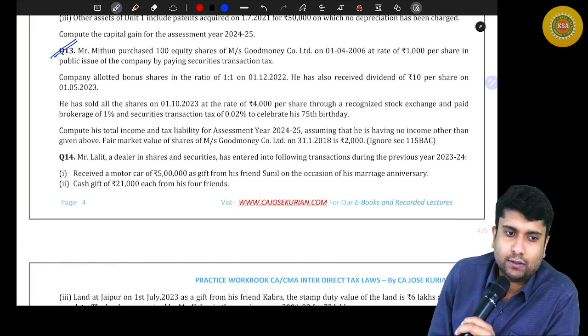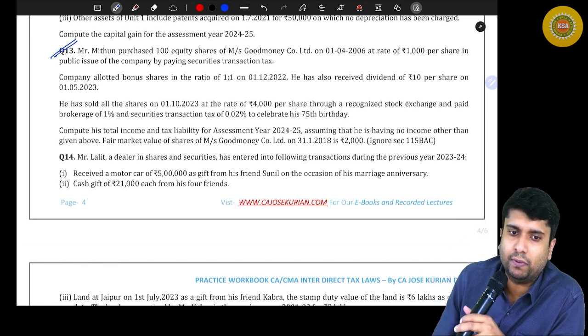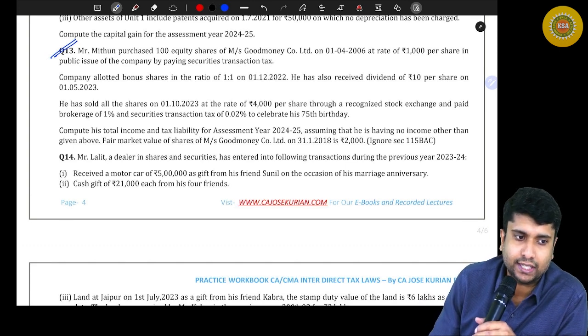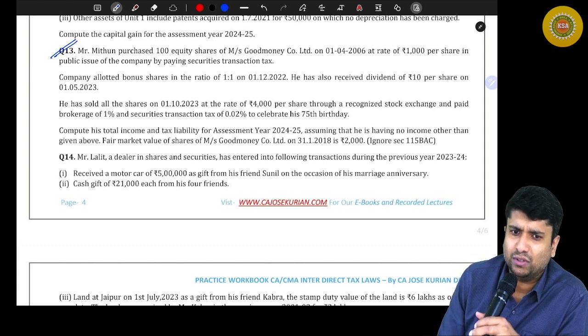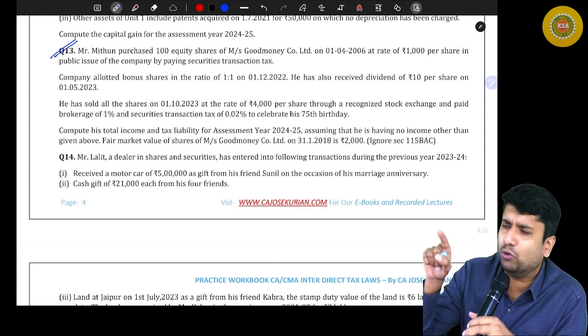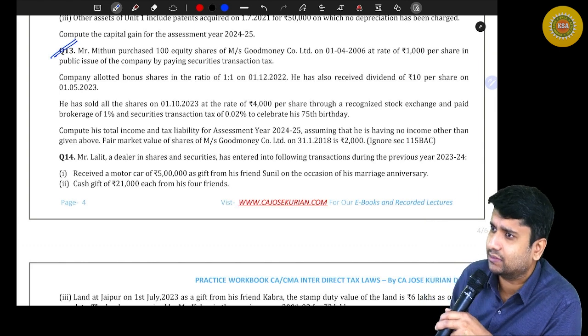Mithun purchased 100 equity shares of Messrs. Good Money Company Limited on 1/4/2006 at a rate of 1000 per share in the public issue of a company by paying security transaction tax. No, at a rate of 1000 per share. That the share price is 1000.